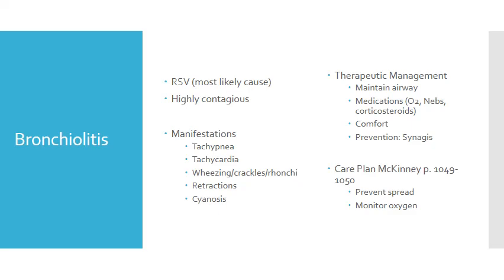There's a care plan in your McKinney on bronchiolitis. Please take a look at that. Nursing wise, we focus on preventing spread. So talking to family members about hand washing, not sharing utensils. We know that adults tend to have RSV, but it just seems like a small cold to them. But when the child gets it, it has a more severe effect on them. And then also monitoring oxygenation. We do that through our respiratory assessment.